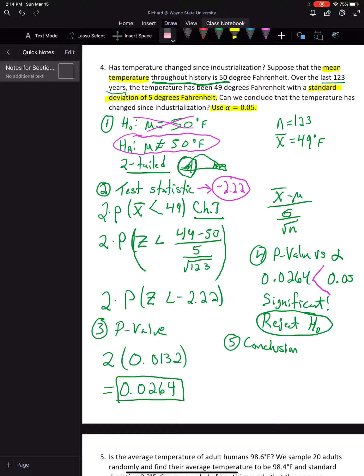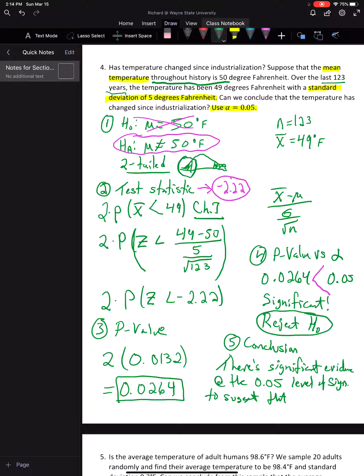Okay, so what we write is, there is significant evidence at the 0.05 level of significance to suggest that the temperature has changed since industrialization.